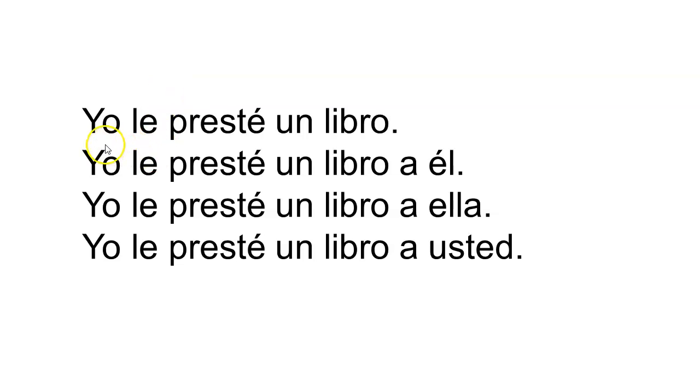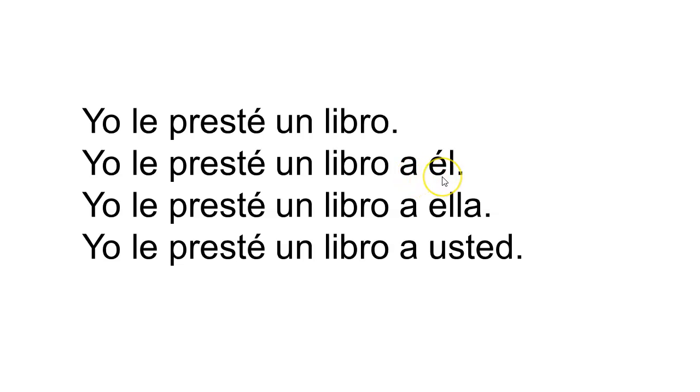Now in Spanish, le can have three different meanings. It can mean to him, to her, or to you. So this first sentence by itself is ambiguous. We don't really know, without more context, to whom I lent something. So Spanish has a little device to clarify the le. Here we have the same sentence, yo le presté un libro, but it has a plus the subject pronoun to clarify to whom it was lent.